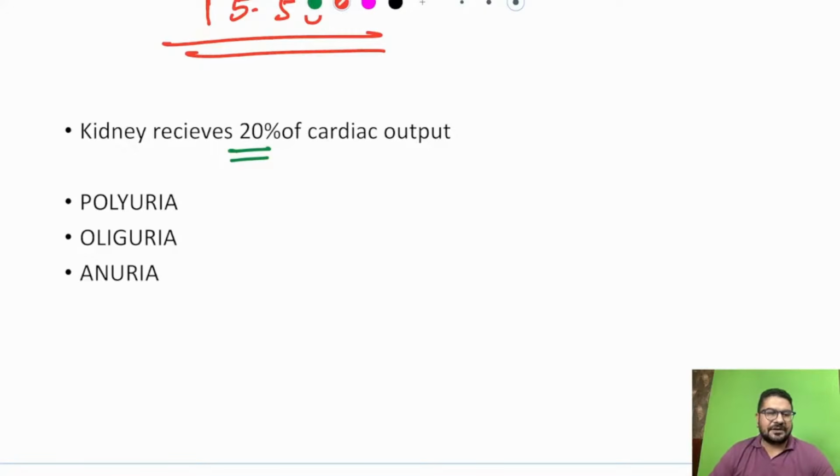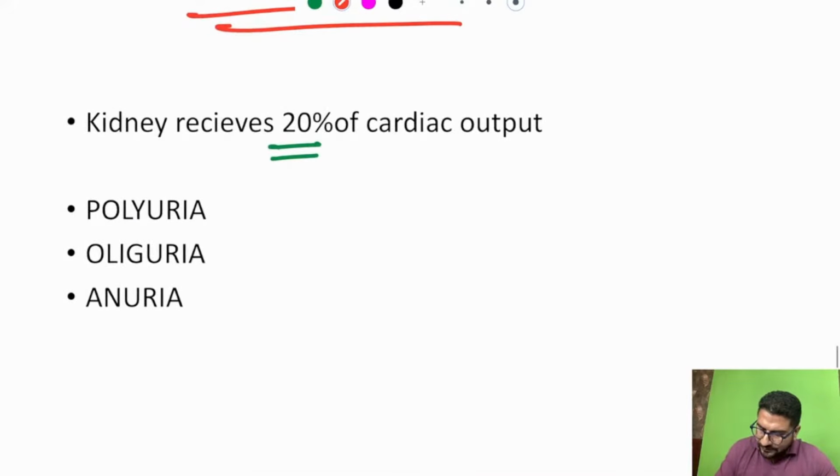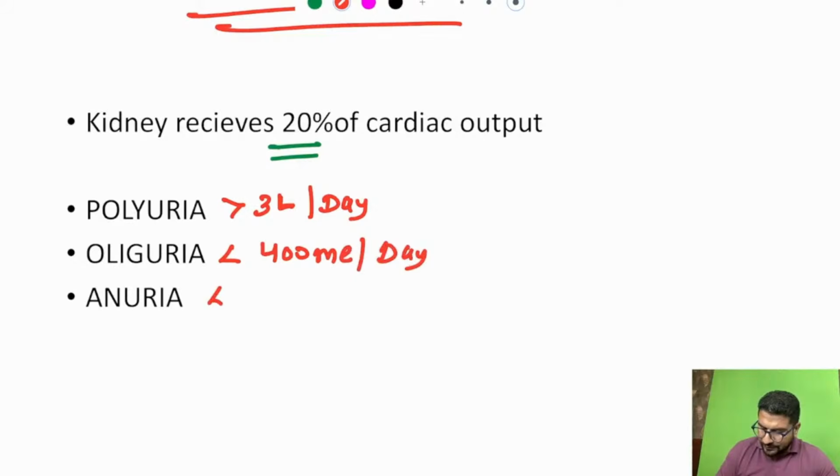So we have terms, some terminologies like polyuria. Polyuria you will call when urine output is more than 3 liters in a day. अगर आप एक दिन में 3 लीटर से ज़्यादा यूरिन रिलीज कर रहे हैं, that is called polyuria. Oliguria you will call when it is less than 400 ml per day. And anuria you will call when it is less than 100 ml per day. Urine output अगर 100 ml से कम हो गया, we call this anuria.